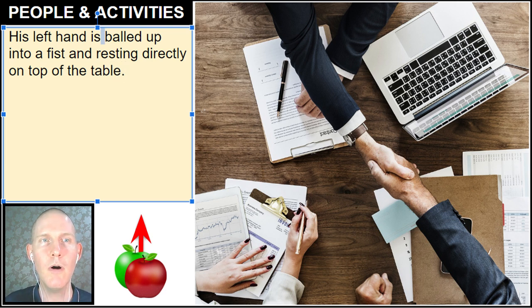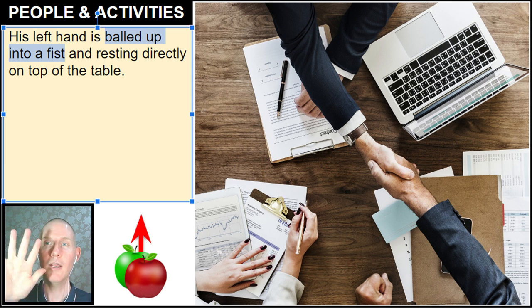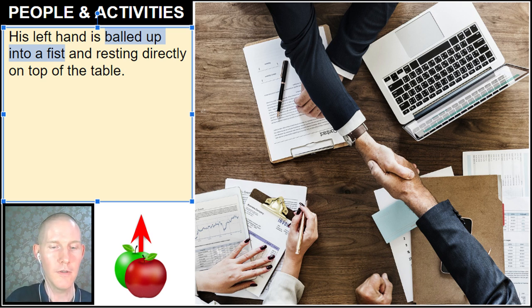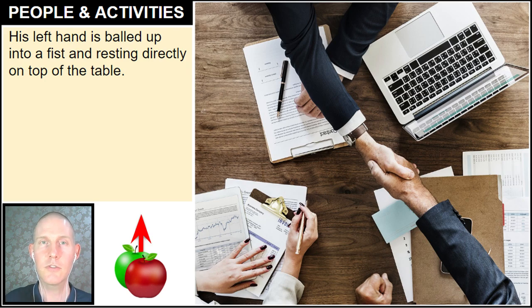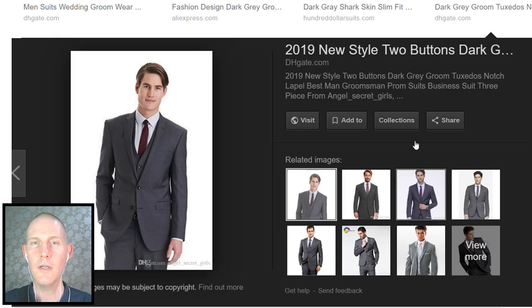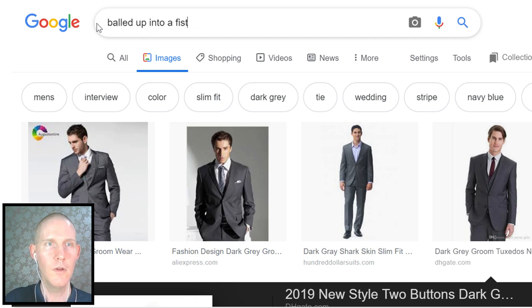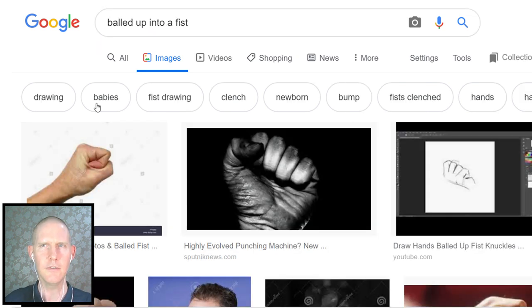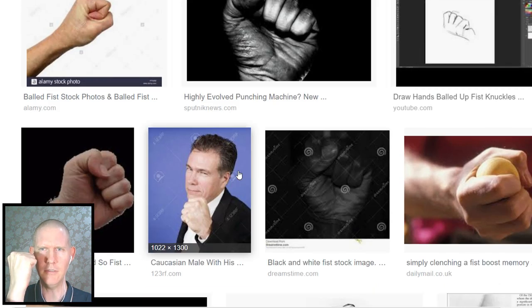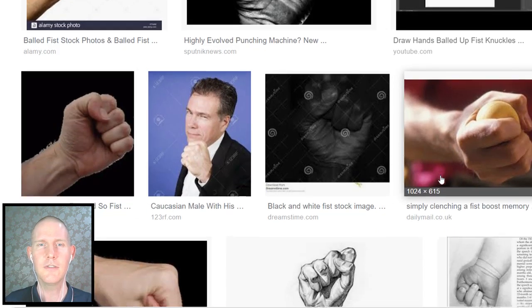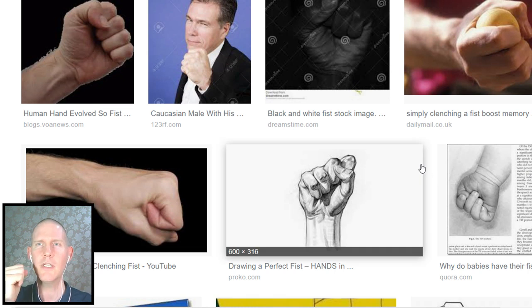Have you guys heard balled up into a fist? So your hand is kind of flat, right? Especially if you go that way. But if you go like this and you make a fist, then it's in the shape of a ball. Let's take a look if we have any pictures that show us balled up into a fist. Here we go. There we go. We have the fist. Right? So, yeah, if someone says their hands were balled up into fists and they were ready to fight, it just means their hands were made into fists.